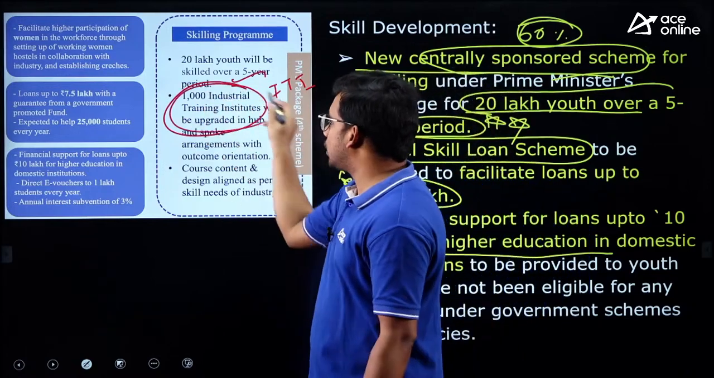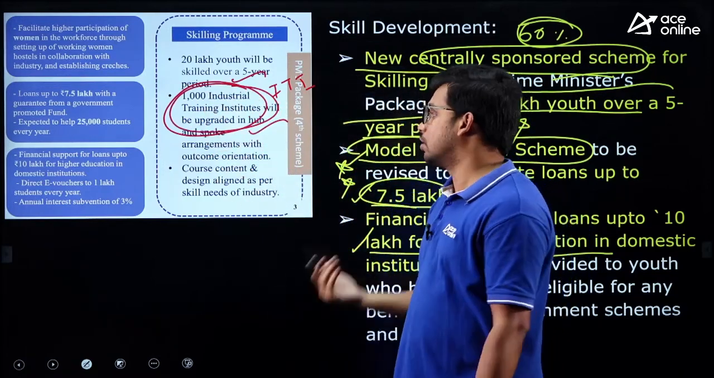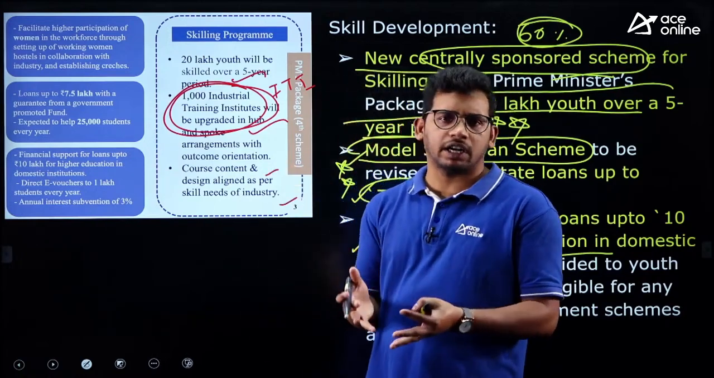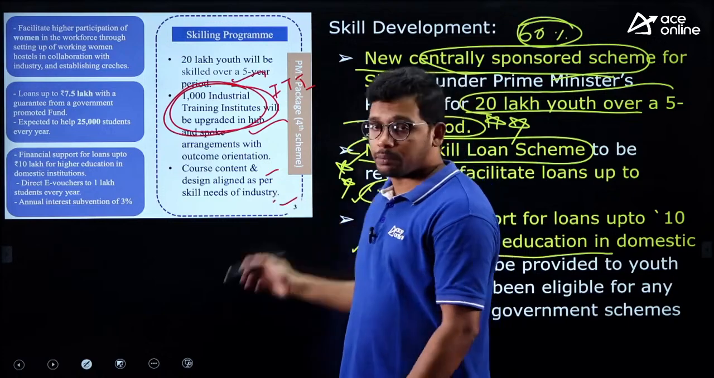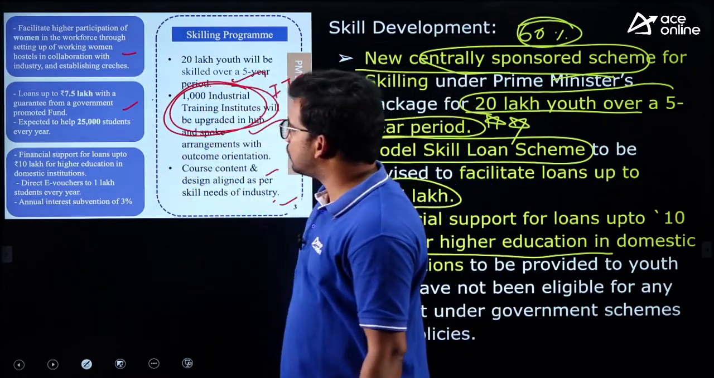So 1000 training institutes will be upgraded with new developments like artificial intelligence, and course content design, whatever content is required for skill upgradation, will also be focused on by the government. Next, this one we have seen, this also we have seen.